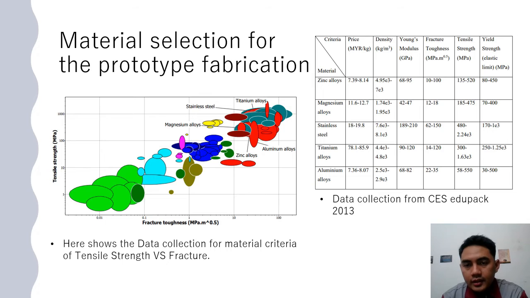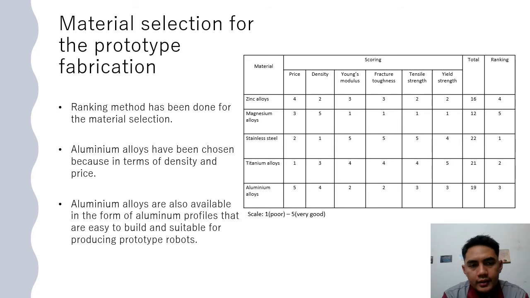On the right side table, this is the overall criteria and the material list, 5 materials and the data. We can see the lowest price material is aluminum alloy, and the highest is the titanium alloy. I have done the ranking method based on the right side table, and I listed all of the materials. Stainless steel ranked first, and the last one is the magnesium alloy. But I chose aluminum alloy for the prototype fabrication because of its density and its price. Aluminum alloy is also available in the form of aluminum profile that is easy to build and suitable for producing a prototype robot.